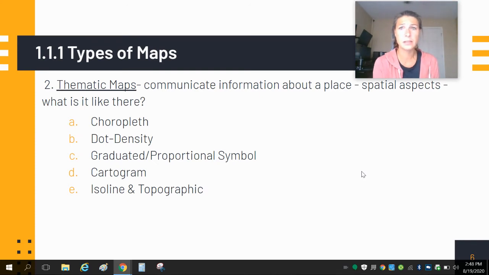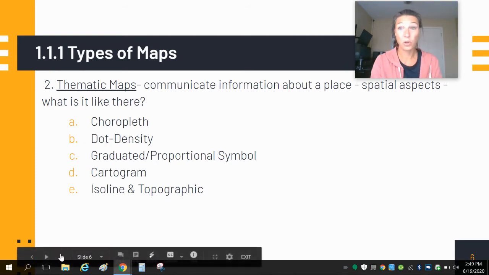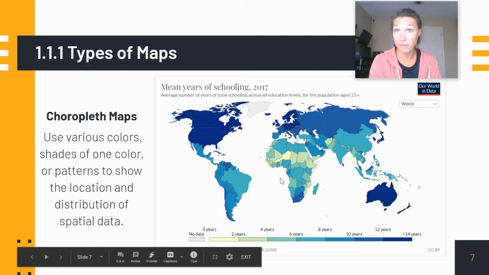So typically these types of maps will look at a thing and then demonstrate where that thing is located. And then it's going to be up to you as budding geographers to interpret the map and to draw some conclusions about why those things are where they are. So you have to know all 5 of these maps. You have to know a choropleth map, dot density map, graduated or proportional symbol, those are the same. A cartogram or isoline and topographic, those are basically the same kind of map. Okay, choropleths, by the way, are my favorite. And yes, I have favorite maps.